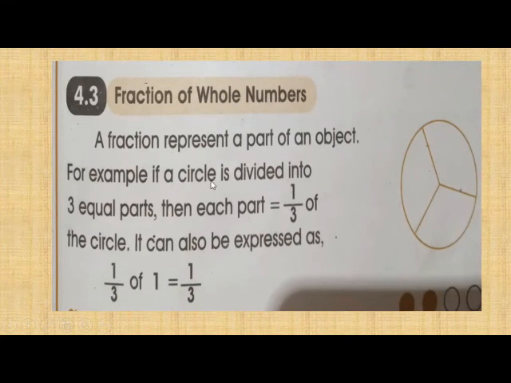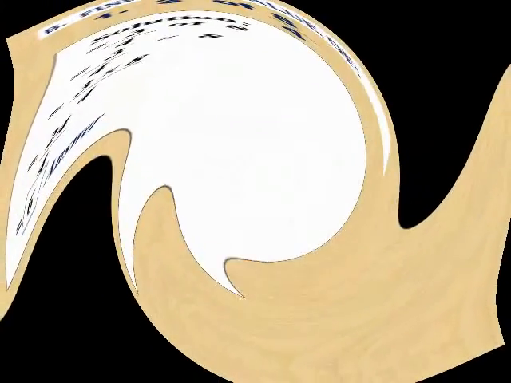For example, if a circle is divided into three equal parts, as you can see, this is a circle which is divided into three equal parts, then each part equals 1 upon 3 of the circle. It can also be expressed. How can we express it as a fraction? 1 upon 3 of 1 equals 1 upon 3.